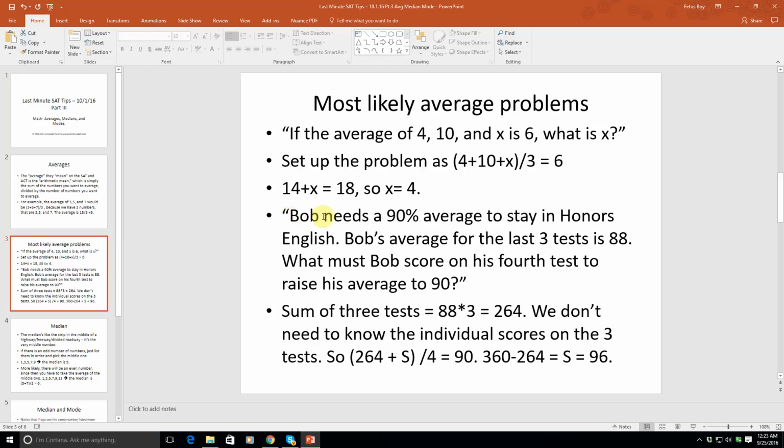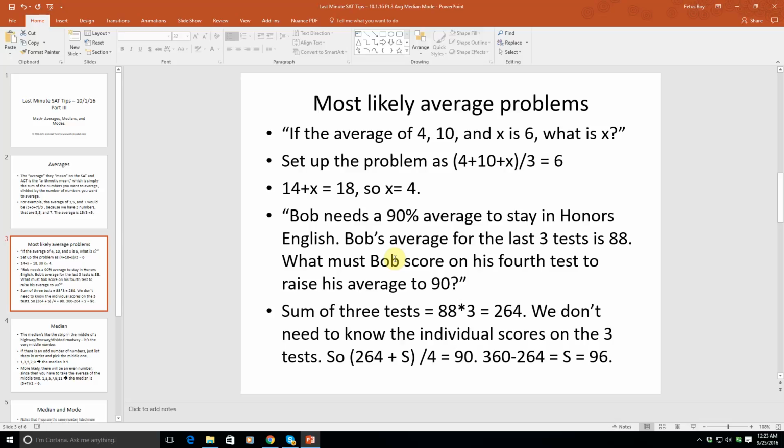Here's another question you might run into. Bob needs a 90% average to stay in honors English. Bob's average for the last three tests is 88. What must Bob score on his fourth test to raise his average to a 90? Well, we know that the sum of the three tests is going to be 88 times 3. That's 88 plus 88 plus 88, which is equal to 264.